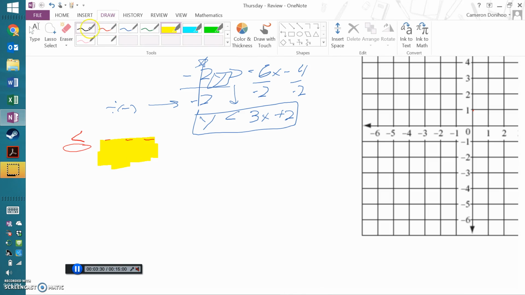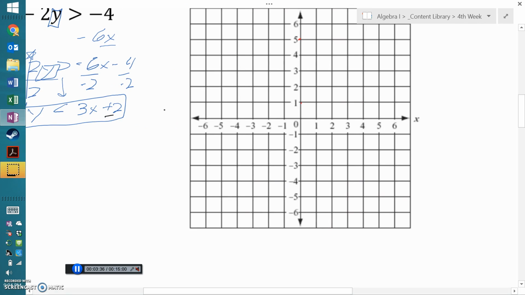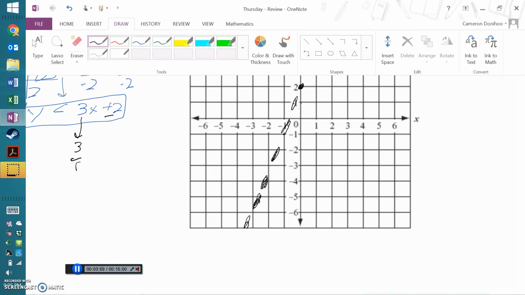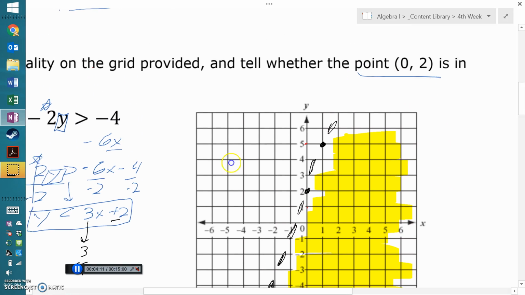So now, moving on to actually graphing it, my y-intercept is 2, 2. My slope is 3 over 1, so 3, 1. Okay. I'm going to draw a dashed line there. Yeah, I'm just estimating this. Alright. Now, shade it in. This is the less than portion. It's underneath the graph.